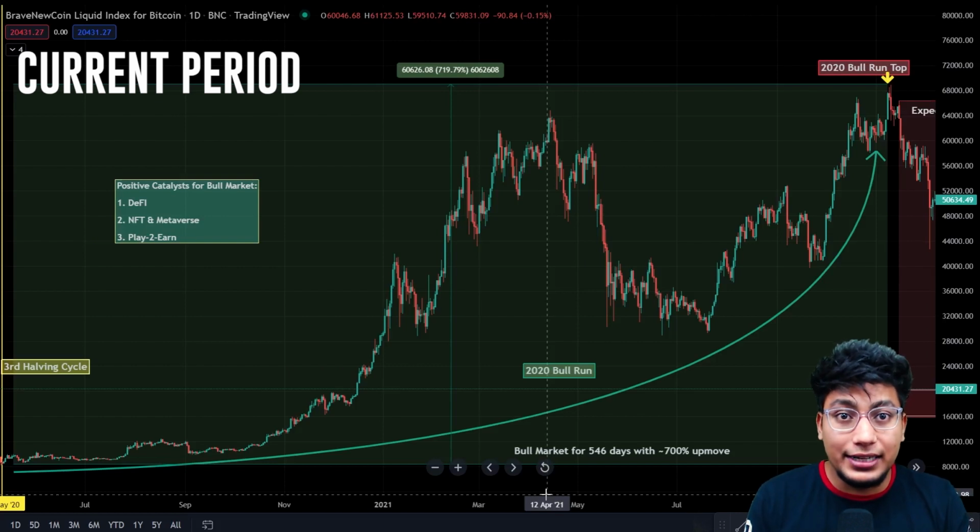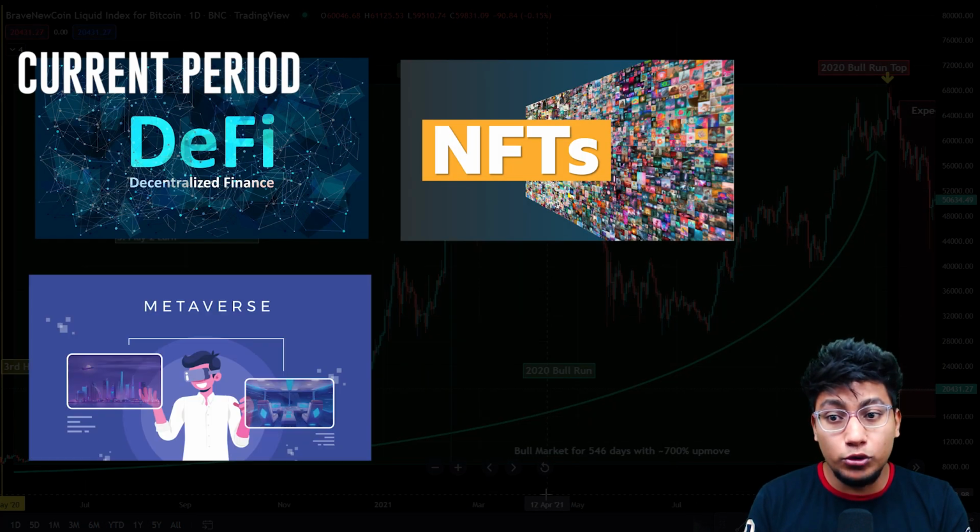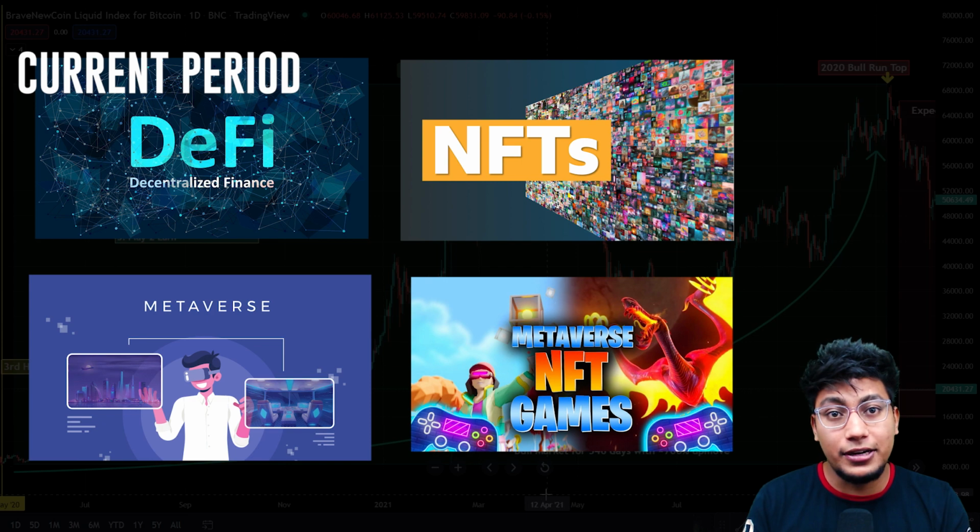Now what were the positive catalysts for this bull run? First thing was DeFi, second thing was the NFT and metaverse boom, and the third thing is we had a lot of projects related to play to earn.